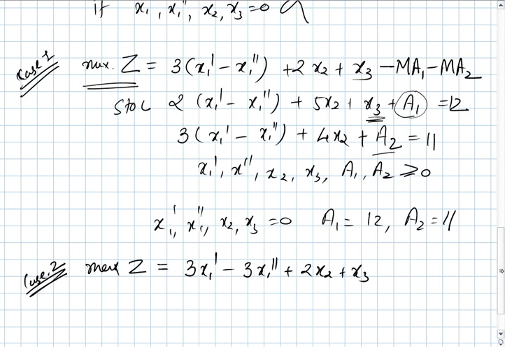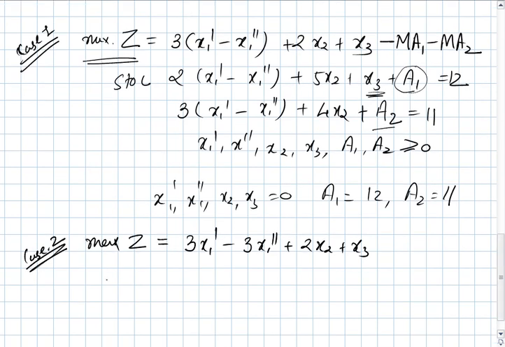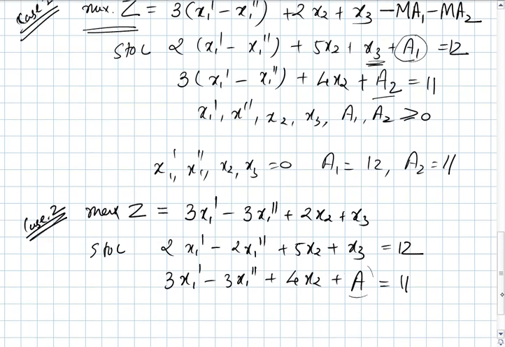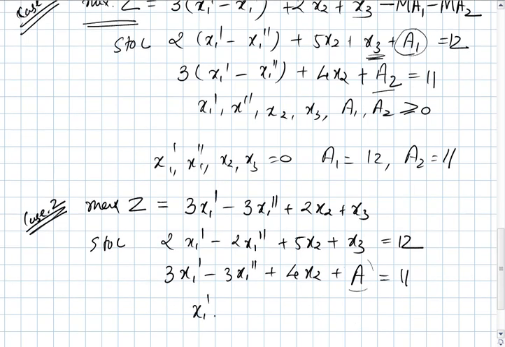I am writing the coefficient of the artificial variable at the end. Subject to constraints: 2x1' minus 2x1'' plus 5x2 plus x3 is equal to 12, and 3x1' minus 3x1'' plus 4x2 plus a is equal to 11. So I have introduced only one artificial variable, and x1', x1'', x2, x3 and a are non-negative.